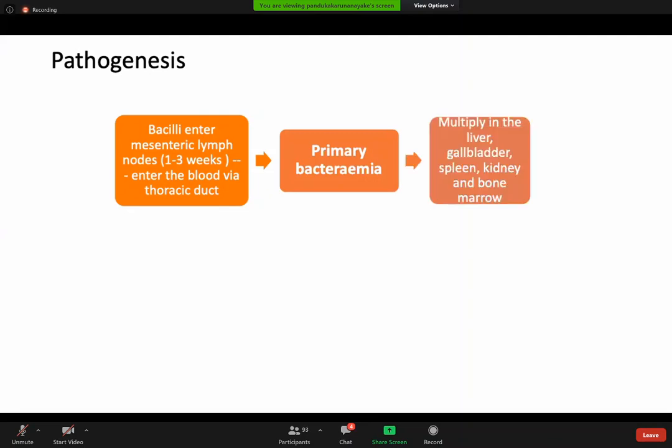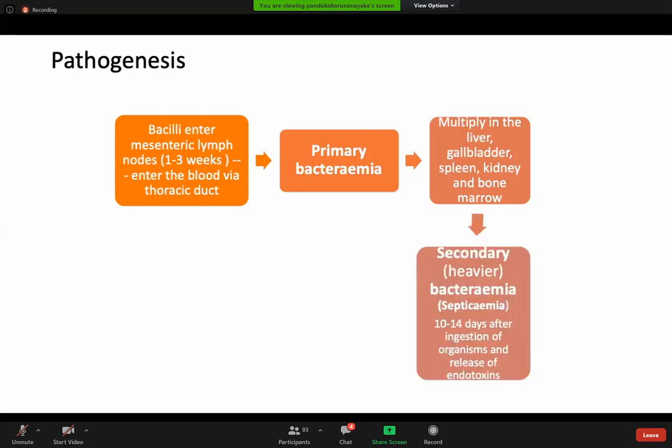So this process causes a primary bacteremia. And with this bacteremia, they go on to multiple sites, like the liver, the gallbladder, spleen, kidney, and bone marrow, and they multiply in these different sites. During this period, the patient will not have any symptoms; the patient will basically be asymptomatic. But once the organism multiplies in multiple organs, this leads to a secondary bacteremia, which is heavier than the previous bacteremia.